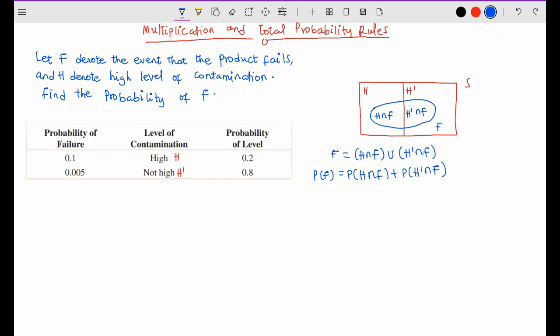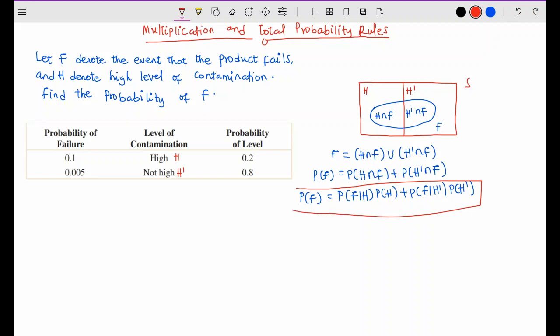Rewriting this using the multiplication rule, we have the probability of F equal to the probability of F given H multiplied by the probability of H, plus the probability of F given H prime times the probability of H prime. This is the formula that we are going to use to solve the question. So let's go back to the table.